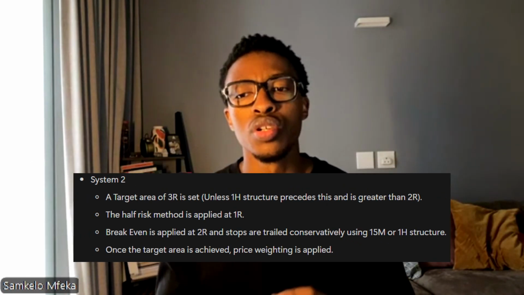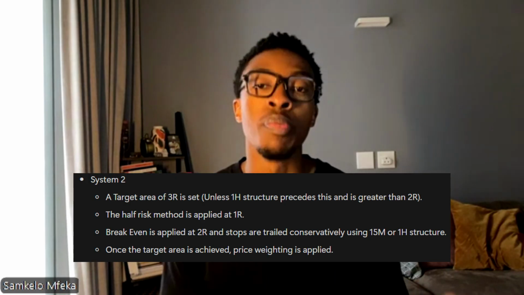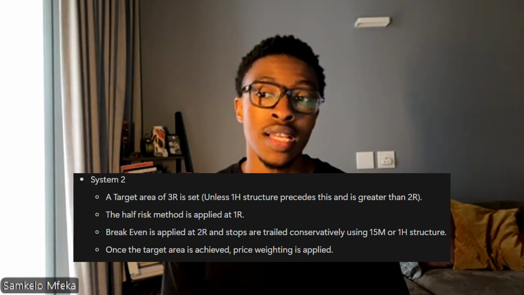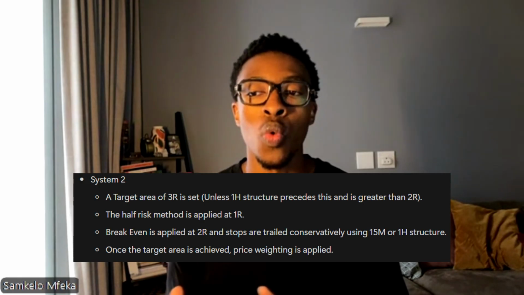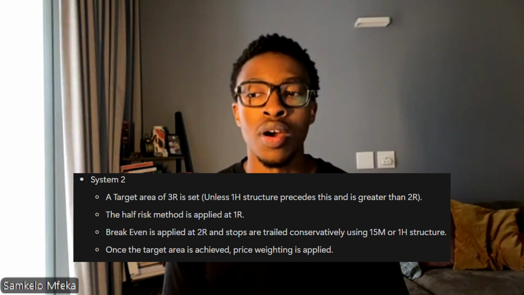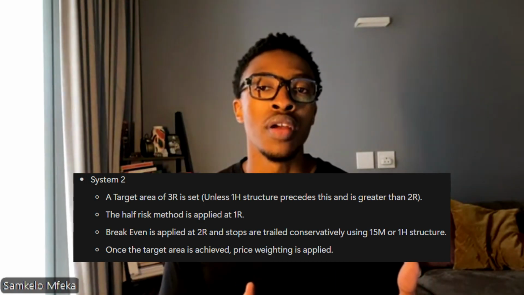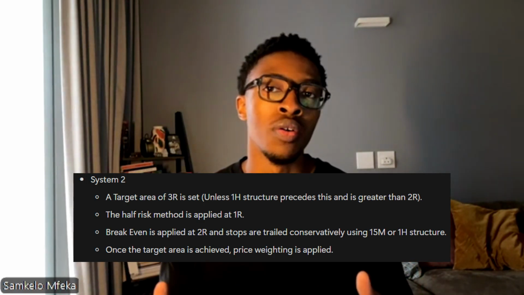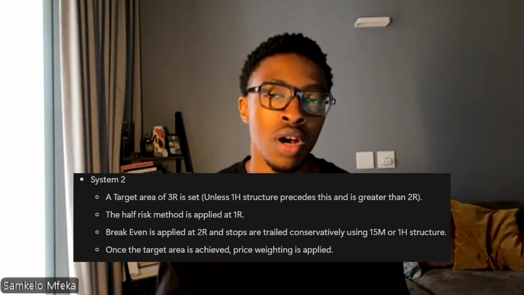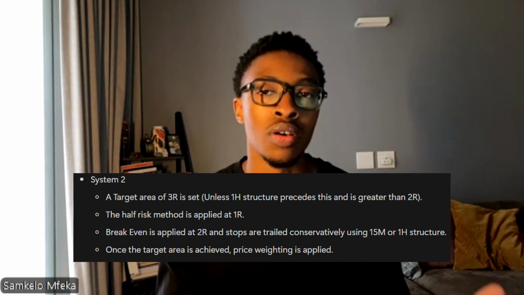System 2 draws from the principles of system 1, but tries to be a bit more conservative in that approach. A target area of 3R is set, unless the 1 hour or 4 hour structure precedes this and is greater than 2R. So let's say you're trading within a 1 hour range, and your low is at 2.6R. That will be your target area, because price normally targets those equal lows or equal highs.